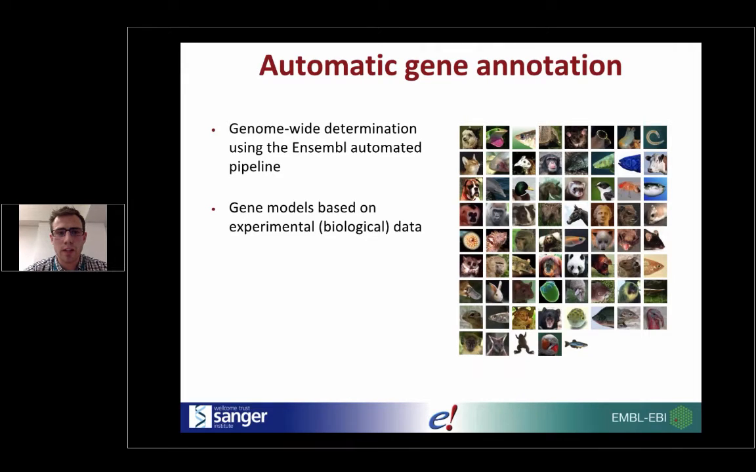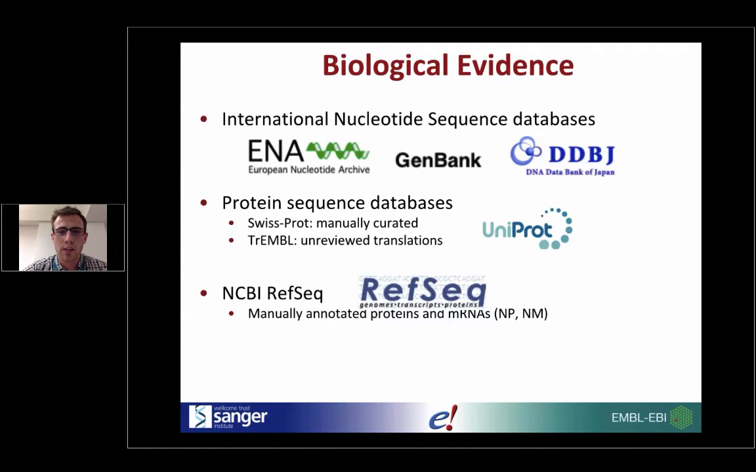The automatic gene annotation is a genome-wide determination of gene models using the automated pipeline, and it's based on experimental data. The experimental data that we use is sequencing data that's been deposited in the International Nucleotide Sequence Databases: ENA, GenBank, and DDBJ. Also, protein sequence databases are used in the automated pipeline, so we have Swiss-Prot and TrEMBL, for example, that we use data from to annotate our sequences. And finally, we have manually annotated proteins and mRNAs from NCBI RefSeq.